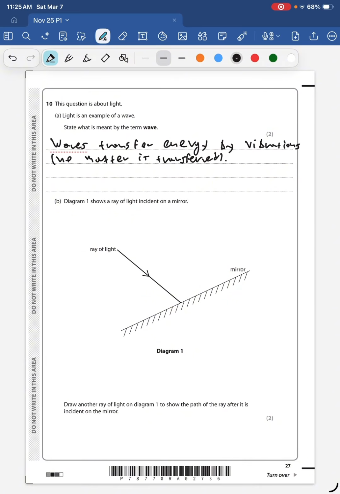B. Diagram 1 shows a ray of light incident on a mirror. Draw another ray of light on diagram 1 to show the path of the ray after it is incident on the mirror. If this angle is theta, then our outgoing ray has to be reflected by the same angle theta, because it's a mirror.